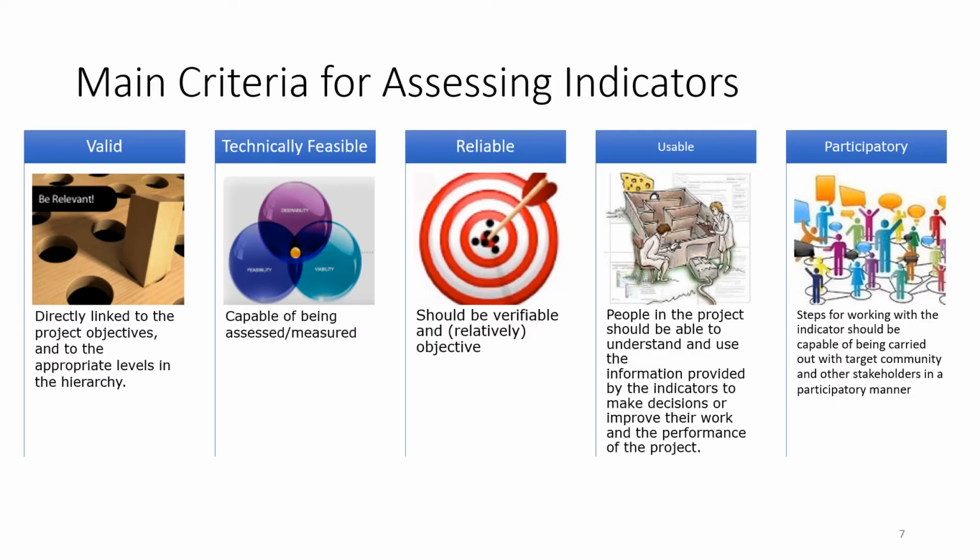Okay, so the main criteria for assessing indicators: an indicator has to be valid. So we cannot measure one thing using something that is not valid. For instance, you would not measure the health of a patient by looking at how happy their children are, or something silly like that. Technical feasibility: is it something that we are able and capable to measure? Is it a reliable source of information? Is it usable information? And are people willing to participate? And how do we carry out that specific measure in our stakeholder group?